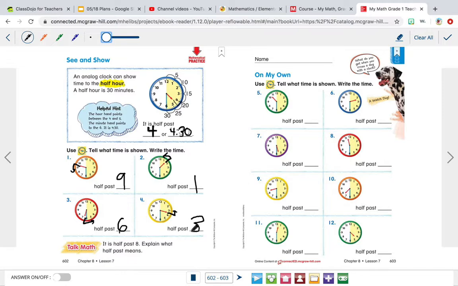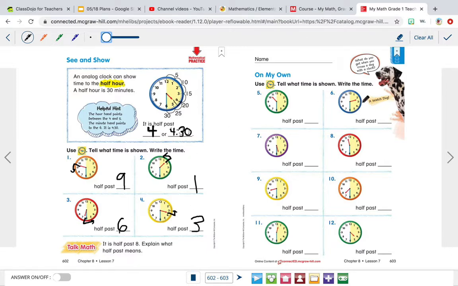Okay, now let's talk math. It is 8:30. Explain what past means. Past means that half of the hour has passed. So that means that since 8 o'clock has started, half of the hour has passed. So it's half past 8, so it's 8:30.